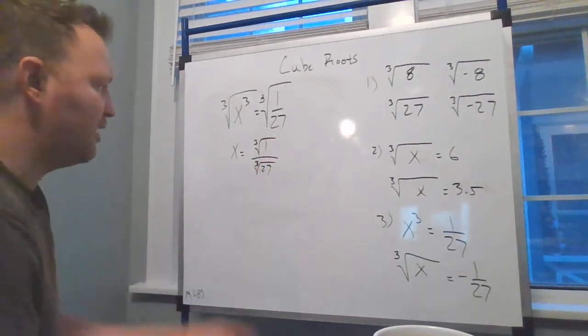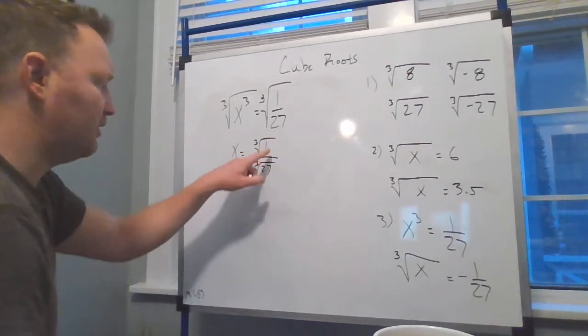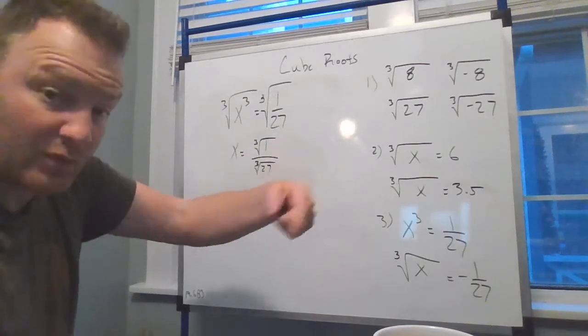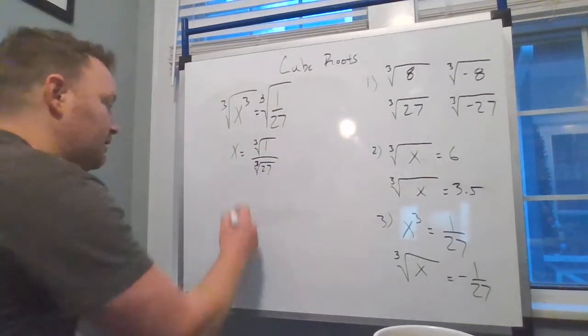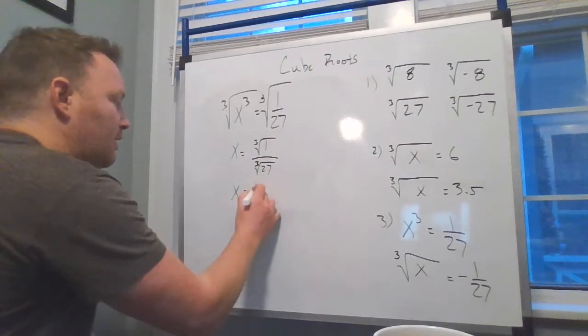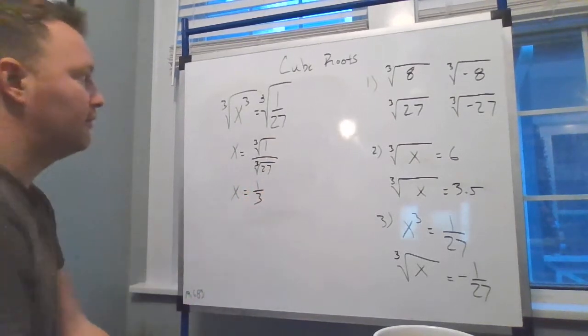And this simplifies. We already know the cube root of 27 is 3. We know the cube root of 1 is 1. 1 times 1 times 1 is 1. So x is equal to 1 over 3.